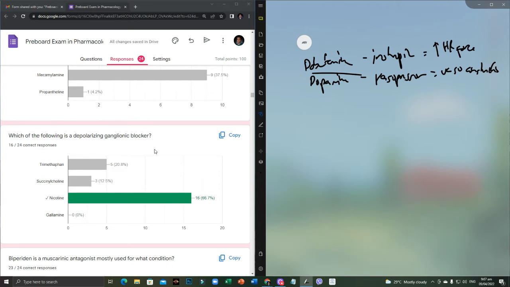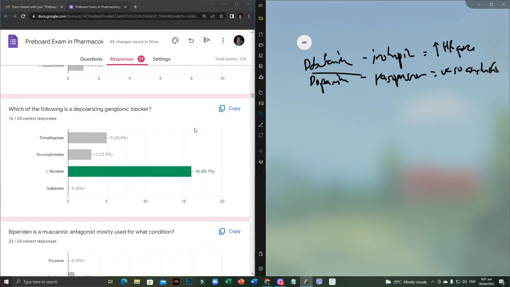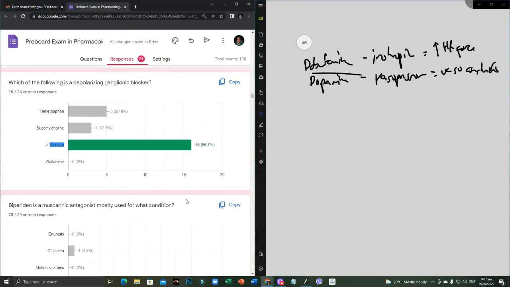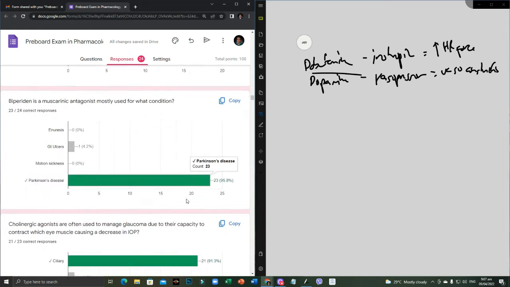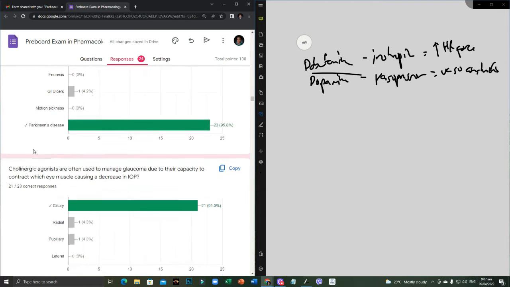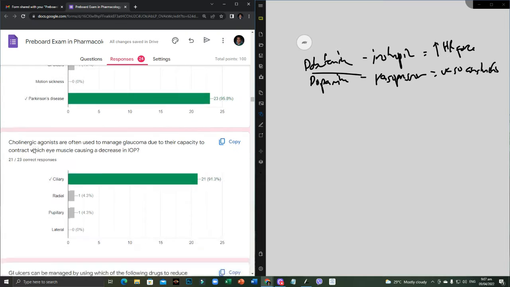Next question, which of the following is a depolarizing ganglionic blocker? So very good. We have here nicotine as a depolarizing ganglionic blocker. Next one, meperidine is a muscarinic antagonist mostly used for what condition? So very good. Everybody knows this. Parkinson's disease. I think it's Akineton? Anyway, I forgot its brand name.